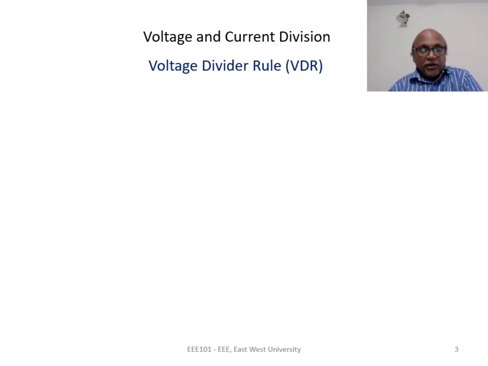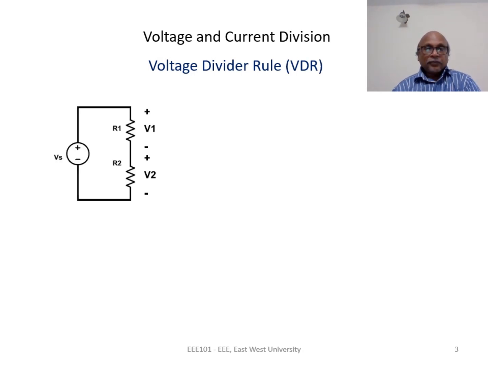The voltage division is described by what is known as the voltage divider rule or VDR. We have two resistances again R1 and R2 connected in series, and the series combination is connected to a voltage source Vs. That means Vs is the total voltage across the series combination. Vs is known, R1, R2 are known. What we want to find out are the voltages across each resistance. That means what is the voltage V1 across R1, what is the voltage V2 across R2.